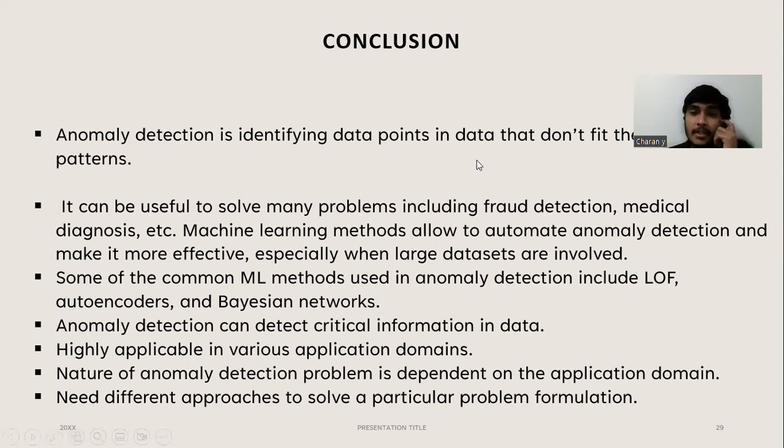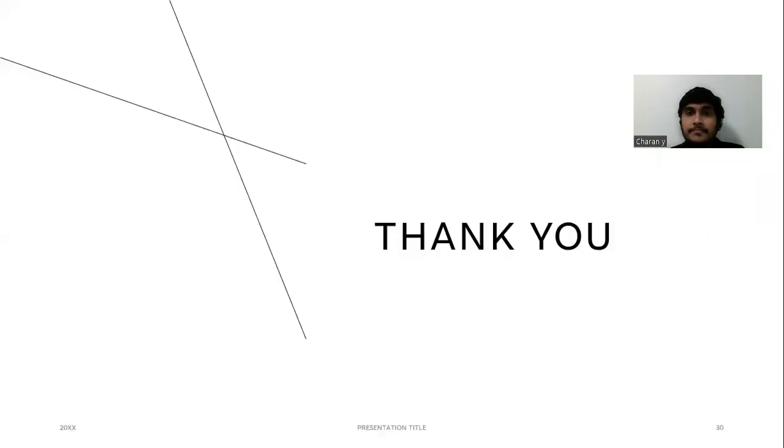Some of the common machine learning methods used in anomaly detection include LOF, autoencoders, and Bayesian networks. Anomaly detection can detect critical information in the data and is highly applicable in various application domains. The nature of the anomaly detection problem is dependent on the application domain and needs different approaches to solve a particular problem formulation.